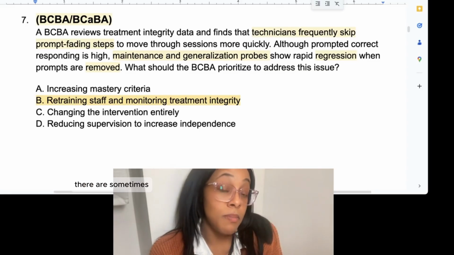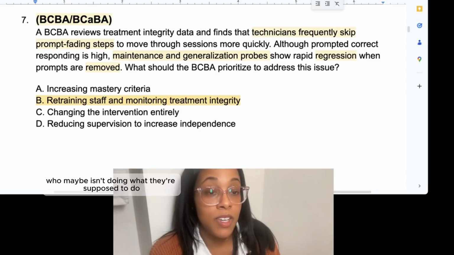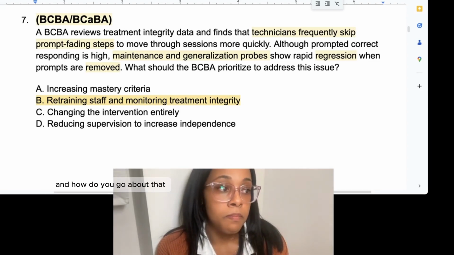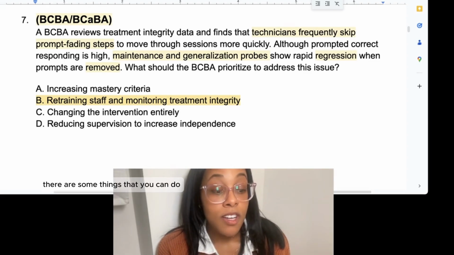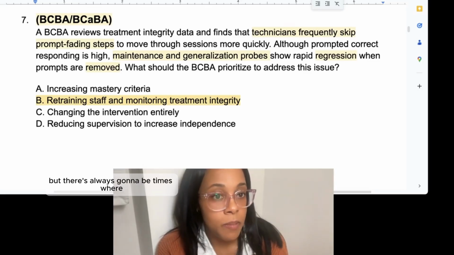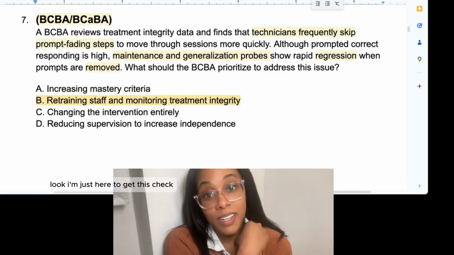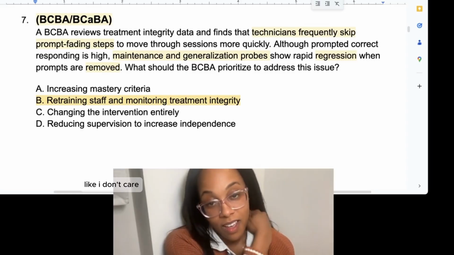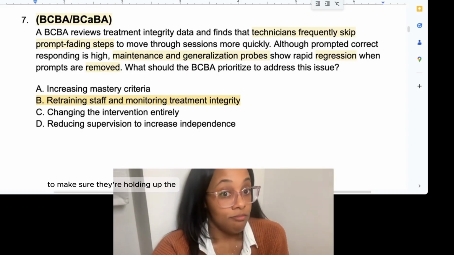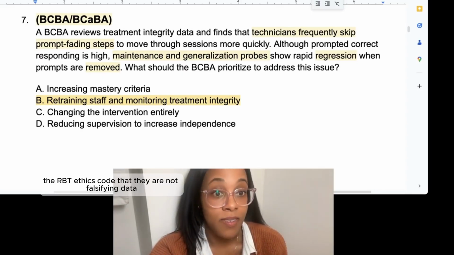This question just made me think about the fact that there are times when you're a BCBA where you do have to have really tough conversations with an RBT who maybe isn't doing what they're supposed to do. And how do you go about that? There are some things you can do ahead of time, but in any role, you're going to be working with someone who is like, look, I'm just here to get this check, I don't care. And you have a responsibility to make sure they're holding up the RBT ethics code, that they're not falsifying data.